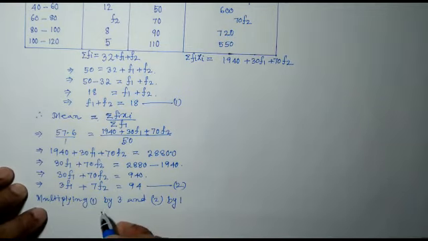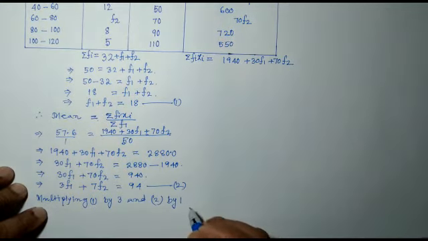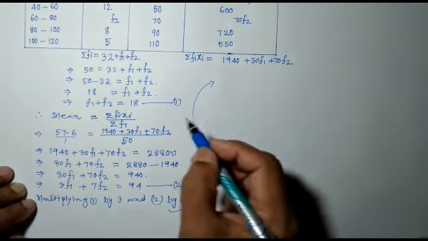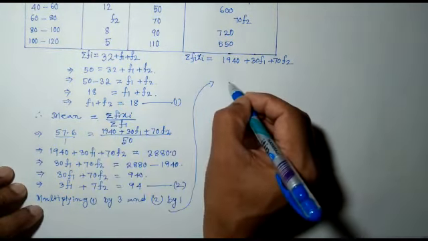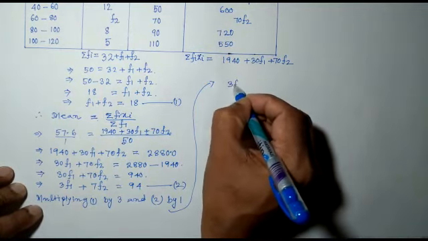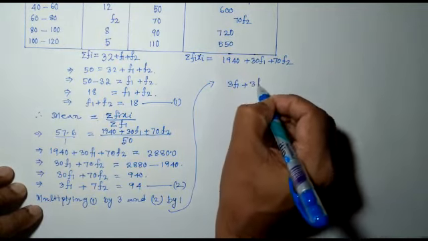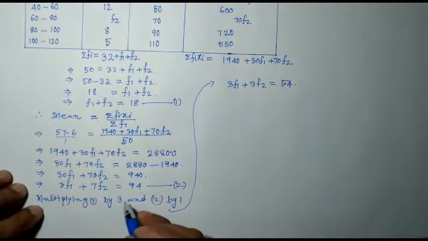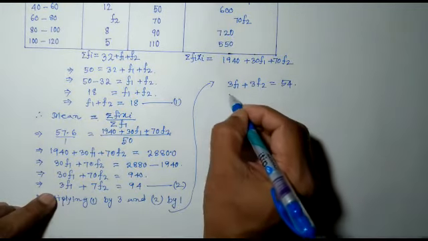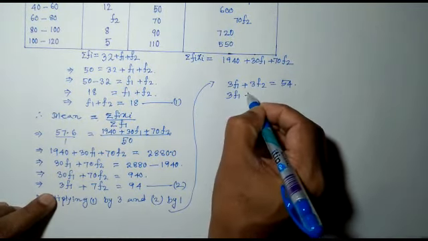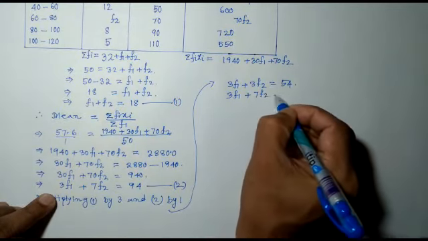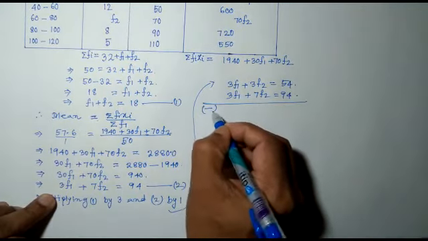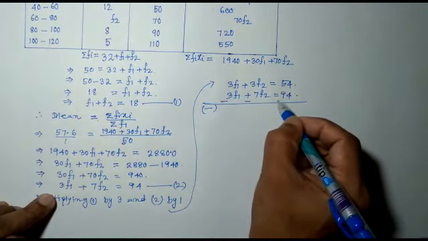So let us write it here. Multiply this by 3, it is 3f1 plus 3f2 is equal to 3 into 18 is 54, and number 2 multiplied by 1, it will remain same. This is 3f1 plus 7f2 is equal to 94, and now we subtract them. So change the sign, minus, here is minus, here is minus.